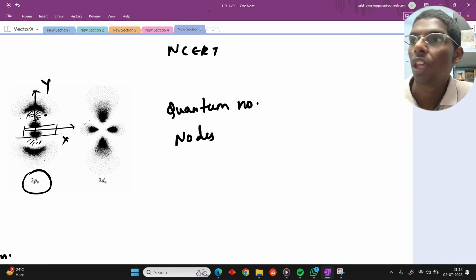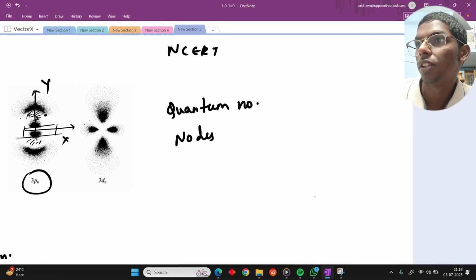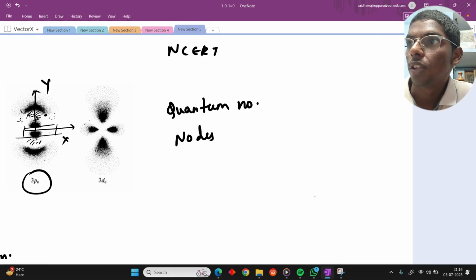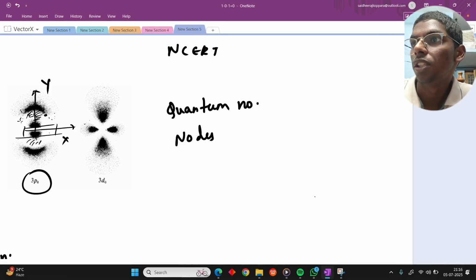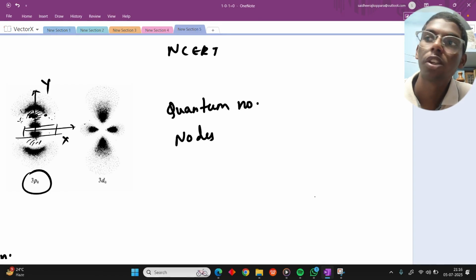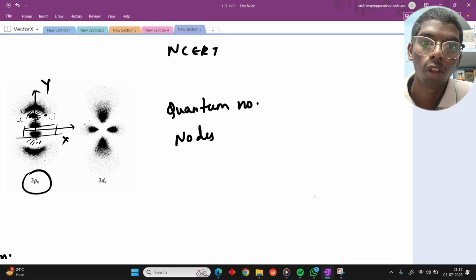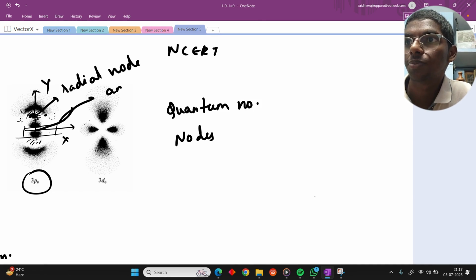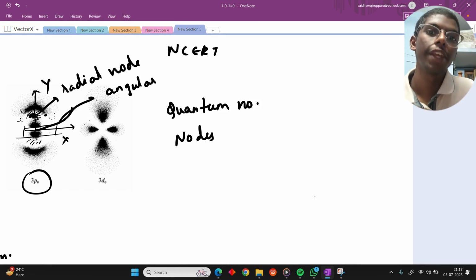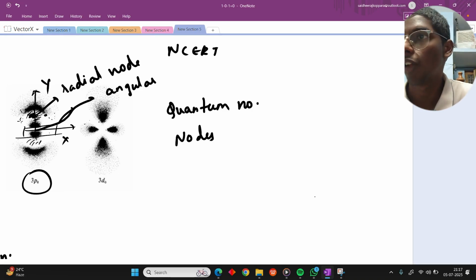Within the plane, the electron cloud is spread out. Actually, my vocabulary might be wrong, but in this portion where I am shading, you can't find the electron. So that's your radial node, and this is your angular node. Whereas in 3D, you know that there is no radial node, or you are having only angular nodes.